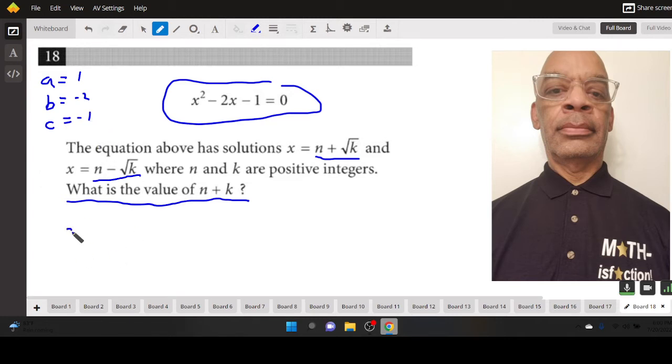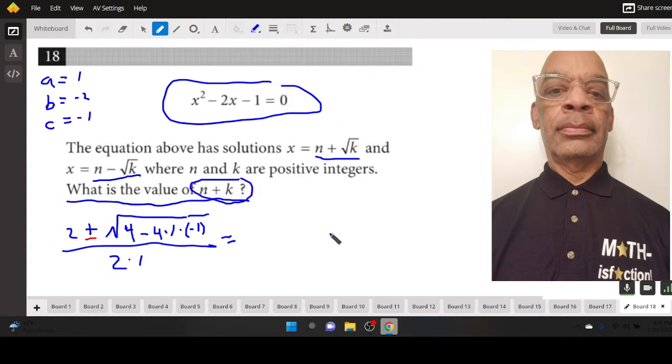So the opposite of B, 2, plus the square root of b squared, which will be 4 when we square negative 2, minus 4 times a times c. All of this divided by 2 times a. We don't need to do the negative solution. Problem is only asking for this value.